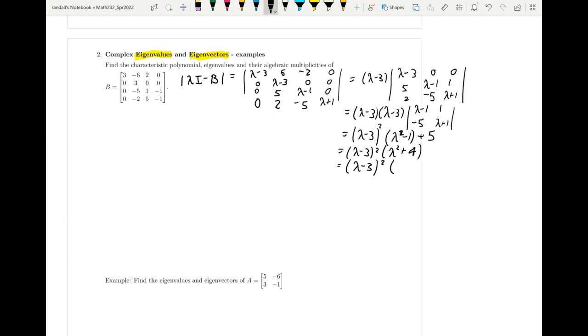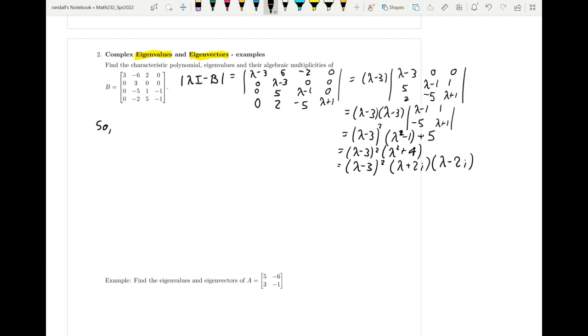So lambda squared plus 4 is an irreducible quadratic. It has a discriminant that's negative, and those roots are easy to see to be lambda equals plus or minus 2i. Minus 2i will be one root, and plus 2i will be the other root. So two complex roots.